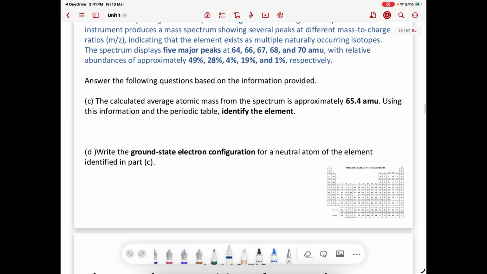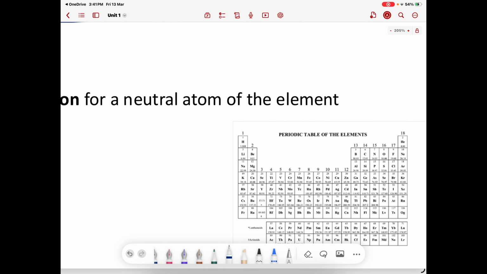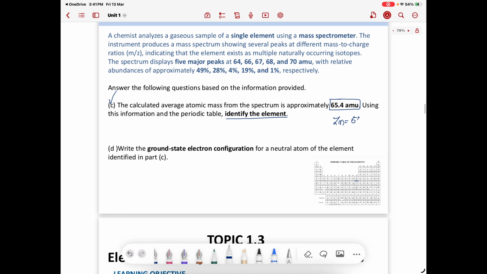Continuing the same question, it's part C. The calculated average atomic mass of the spectrum is approximately 65.4 AMU. Using this information and the periodic table, identify the element. When they say identify the element, you have to name the element. The average atomic mass is 65.4. So it's quite blurry, but I can see here it is 65.38 for zinc. So zinc is 65.38, which is closer to 65.4. So I will say the element is zinc.